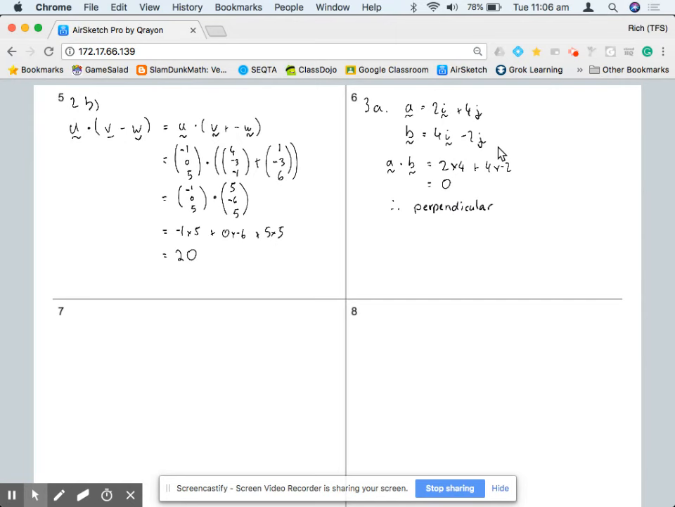And 3f, do I have space to do it there? No, I'll just do it on the next one.